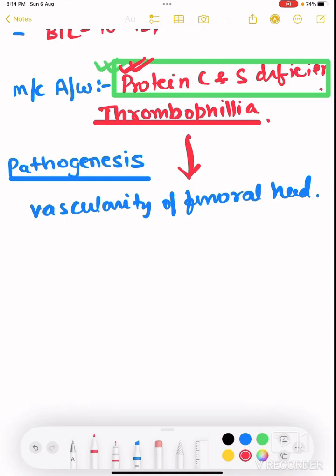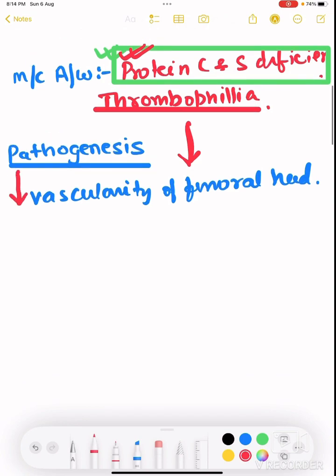So if there is a deficiency of protein C and S, what will happen? Other clotting factors will rise up, right? They will increase in number and they will have a lot of action. Because of that, what will happen? A clot will form, and because of the formation of the clot, a thrombus may form, and it will decrease the vascularity of the femoral head, right? That's why what will happen?